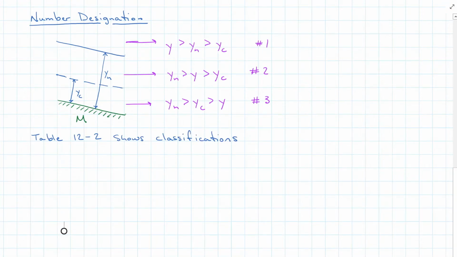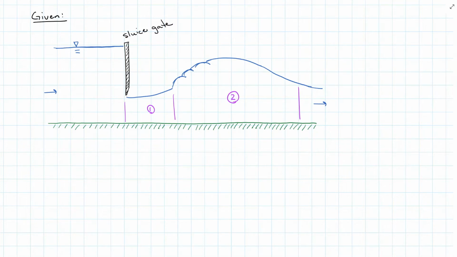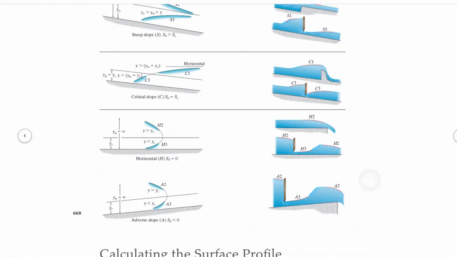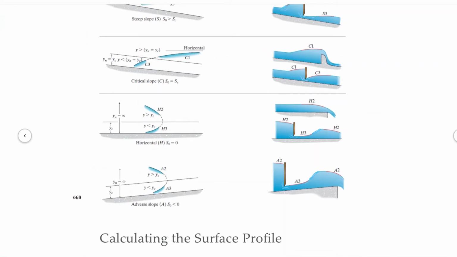Table 12.2 shows all the classifications and surface profiles for the number designation and the slope type. For example, if we're given this horizontal surface that has a reservoir with a sluice gate that then opens, we have two surface profiles created that I've shown here in purple, section 1 and section 2. And we want to classify these. Coming to table 12.2, here is our horizontal. And look, there is our example right there with the sluice gate. So we've got an H3 right after and an H2. And that looks exactly like what we were given.